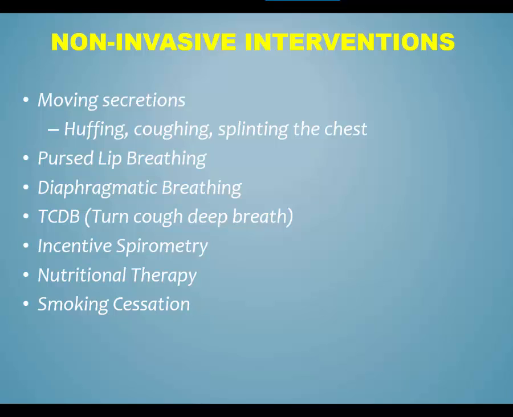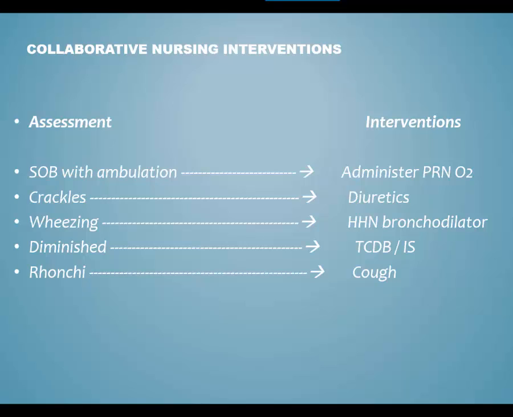Important non-invasive nursing interventions are listed here. Helping the patient to cough by huffing or splinting the chest with a pillow to help them to cough effectively. Teaching pursed lip breathing or diaphragmatic breathing. Using the incentive spirometer or encouraging the patient to turn, cough, deep breathe or ambulate, which is even better. Of course, we want to encourage smoking cessation and address any nutritional issues if present. So what nursing intervention is called for if your patient has shortness of breath with ambulation and you have PRN orders for O2? Do you give them encouragement or do you give them oxygen?